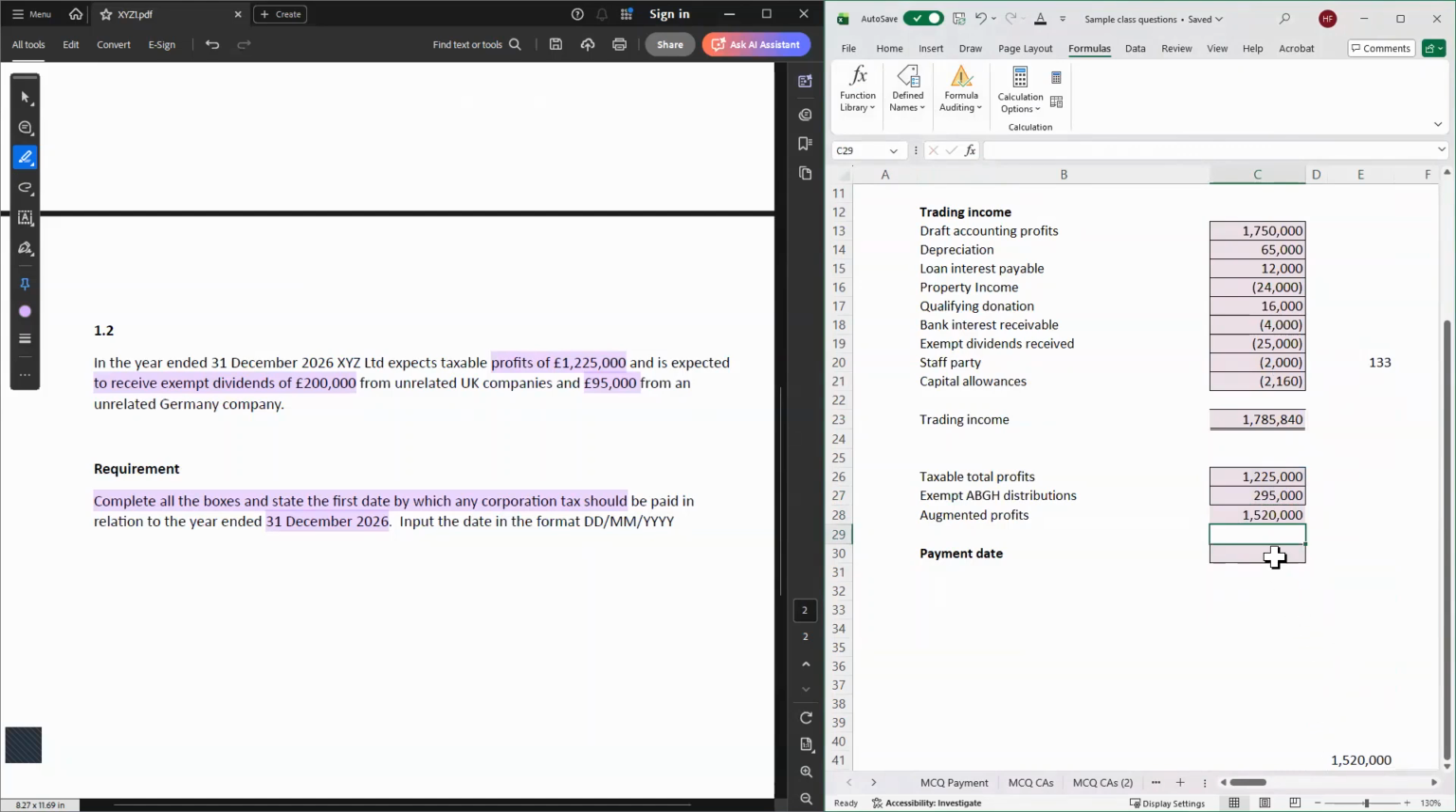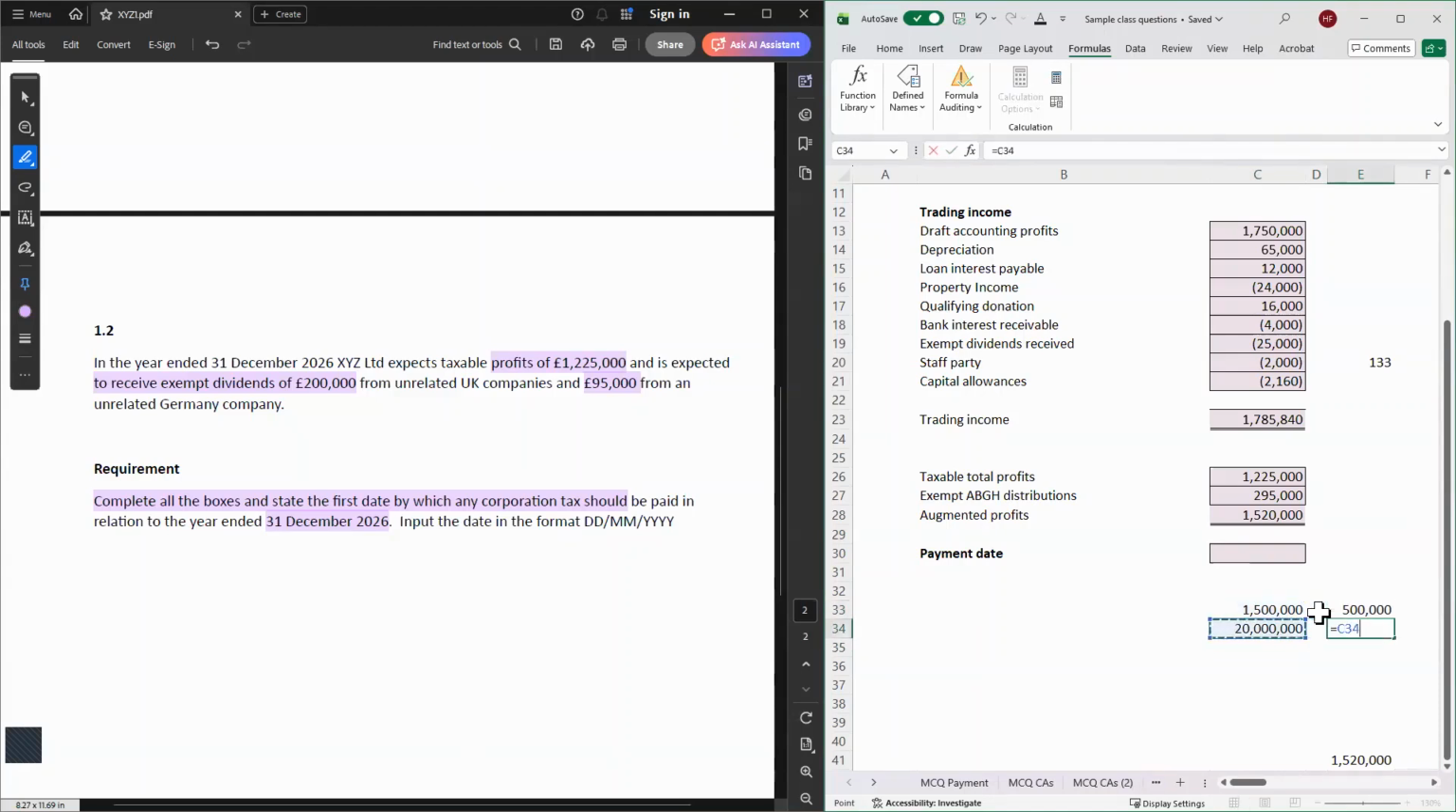And we now need to say the payment date, so the first date by which any corporation tax should be due. We have augmented profits of 1.5 million, and we know the profit limits for a company to be large is 1.5 million, and to be very large it's 20 million. But we need to divide these limits by the number of associates in the group and also reduce down for any short accounting periods. We have a full 12 months here, but we do need to divide these limits by the number of associated companies, which is 3, which we read at the start of the question.